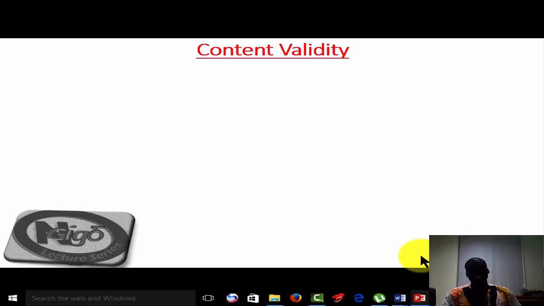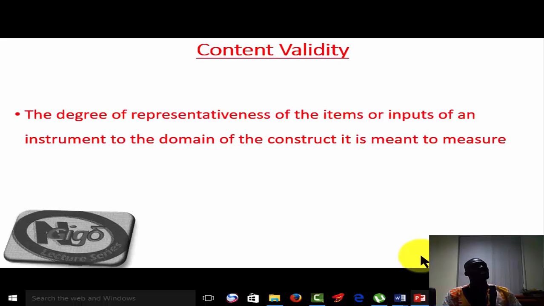Content validity. If you are talking about content validity, it's the degree of representativeness of the items or inputs on an instrument to the domain of the construct it is meant to measure.